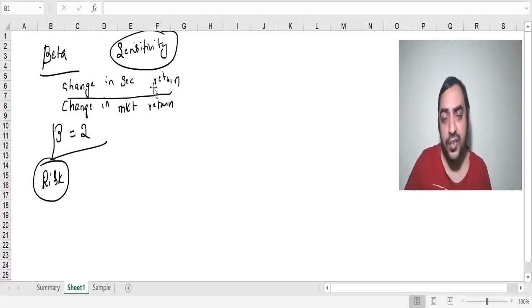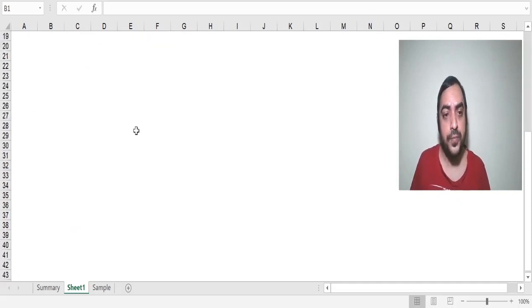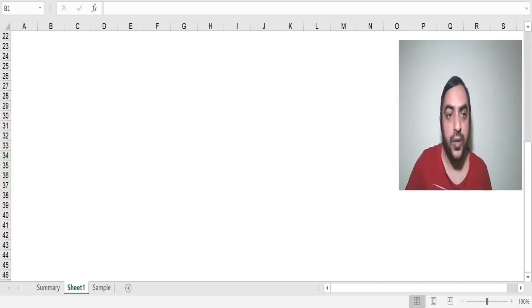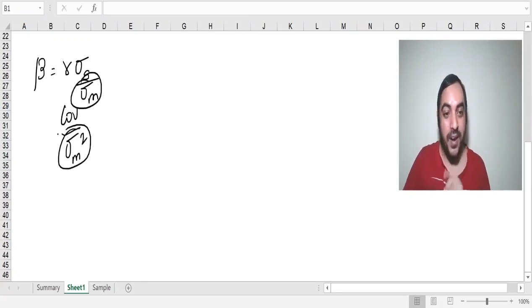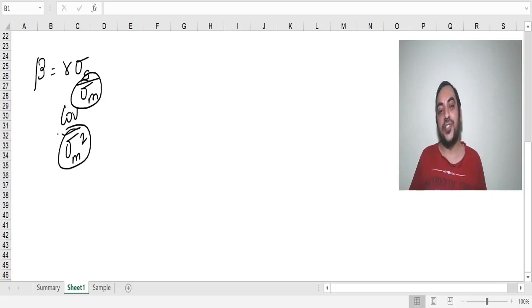So what are the other formulas we have? The basic formula we have seen now. The other popular formula is beta equals r into standard deviation of security by standard deviation of market. Another is covariance by market variance. Observe here also, market is in the denominator.